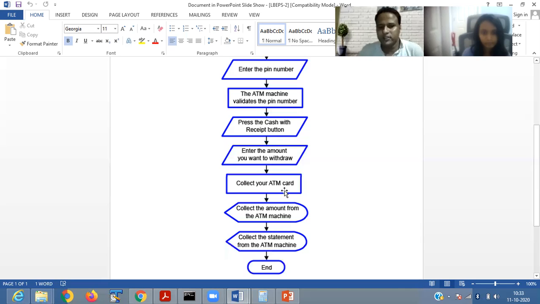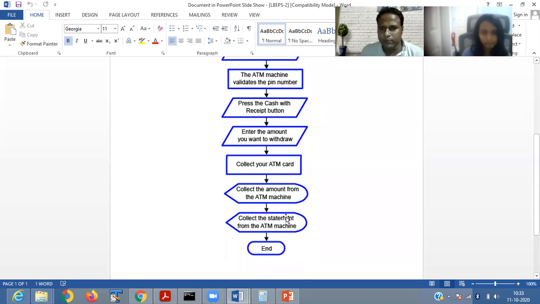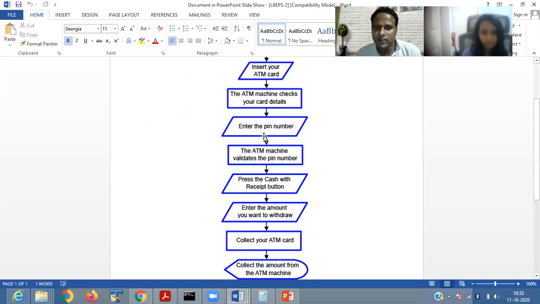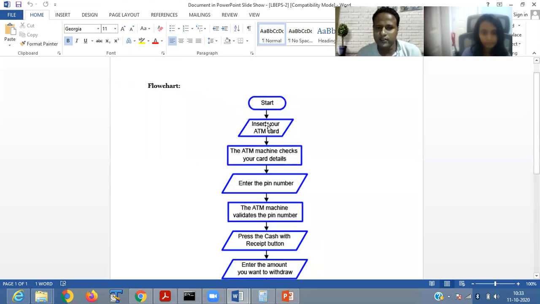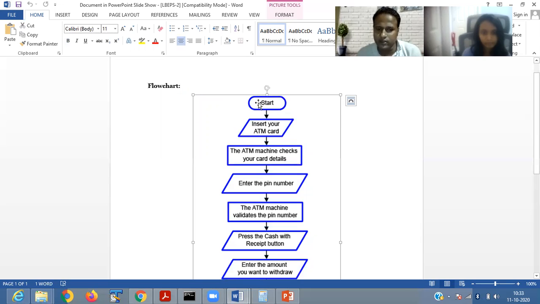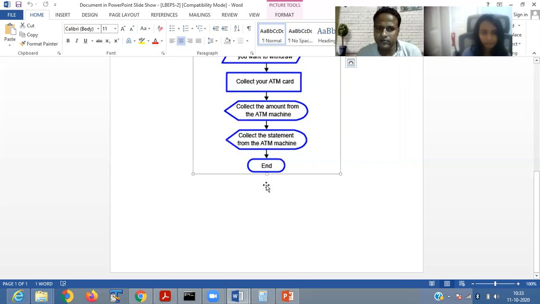Then next, collect the statement. After you get the money, you get the statement of what transactions happened. Then the end of your flow. Understood? Again, I explain. Start the flowchart. It is a terminator, used for the starting and ending positions. Clear?